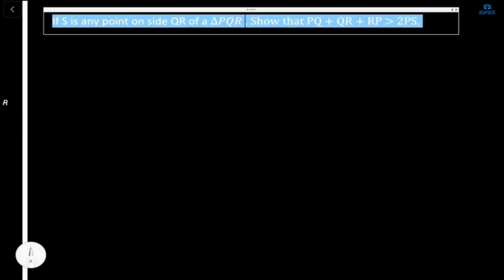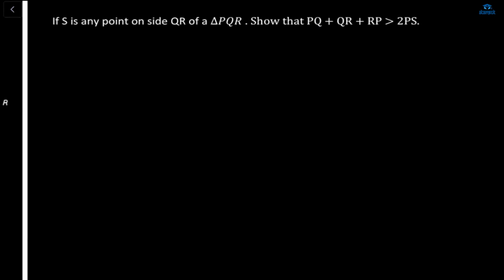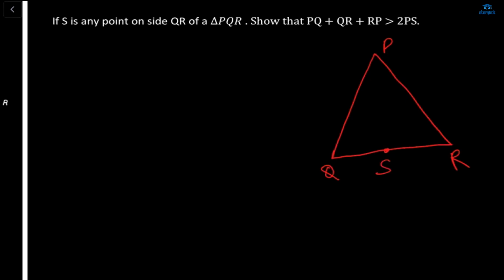Now, if S is any point on side QR of a triangle PQR. So I'm drawing a triangle PQR. S is any point on side QR. It is not necessary that it is a midpoint. Any point on side QR. Show that, now I am joining this, PQ plus QR plus RP is greater than 2PS.